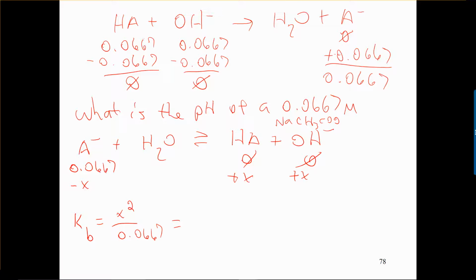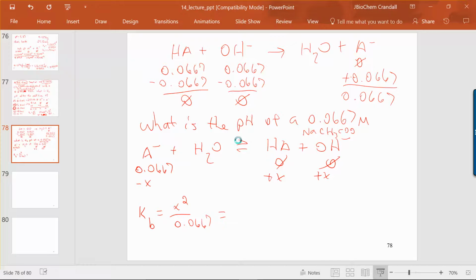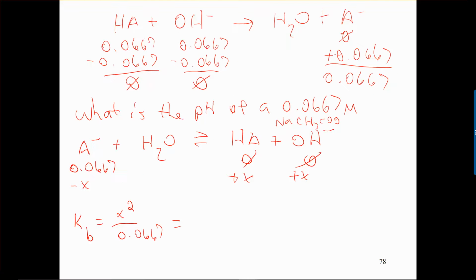So here I'm going to find OH minus, which is x. That's going to give me a pOH, and from the pOH I can find the pH. So my pH here is what? That's right. Okay, so that's my pH. That's what you should be getting to.